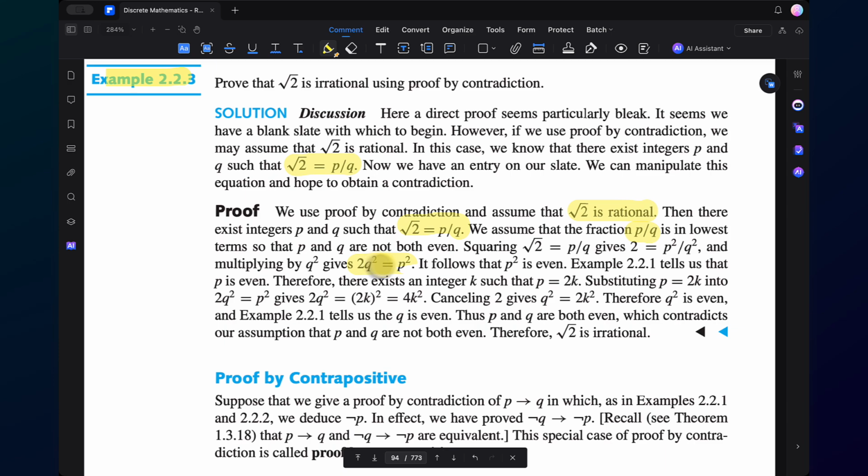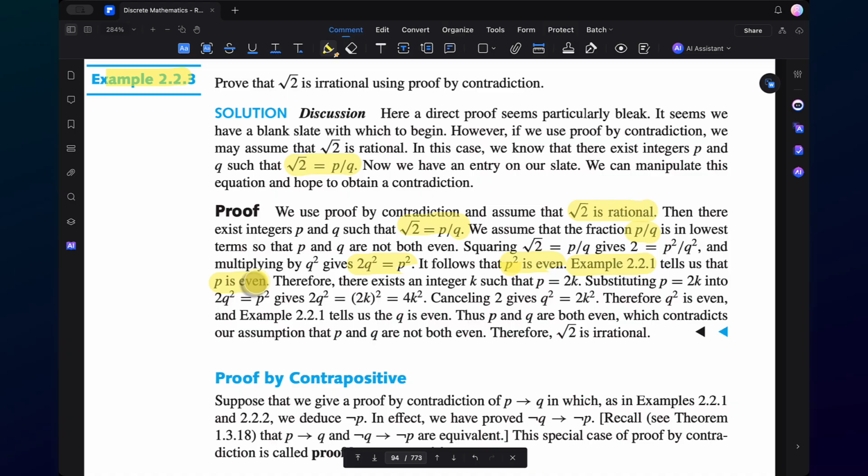Now, if we were to look very closely at the prime factorizations of p and q, you would notice that there must be a 2 in the prime factorization of p squared. And therefore, that makes p squared even, because there's a 2 right there. Basically, 2 times some number is p squared. That means p squared is even. Okay, so what does that mean? It tells us that p is even.